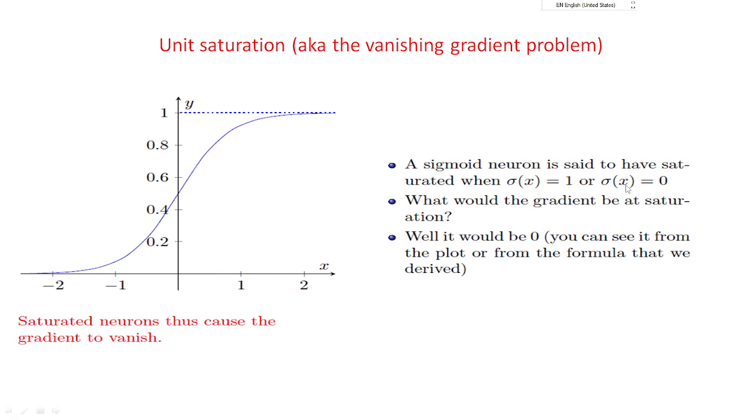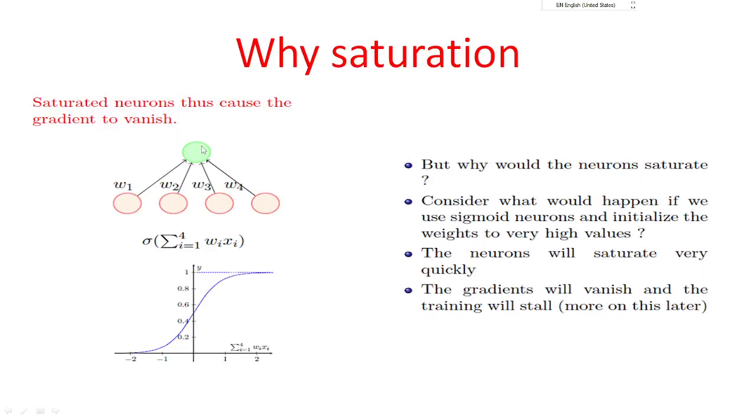A sigmoid neuron is said to have saturated when sigma of x, the sigmoid output, would be 1 or sigma of x equal to 0. So here it saturates, here also it saturates. So what would the gradient be at saturation? It would be 0. So why saturation? Saturated neurons thus cause the gradient to vanish.